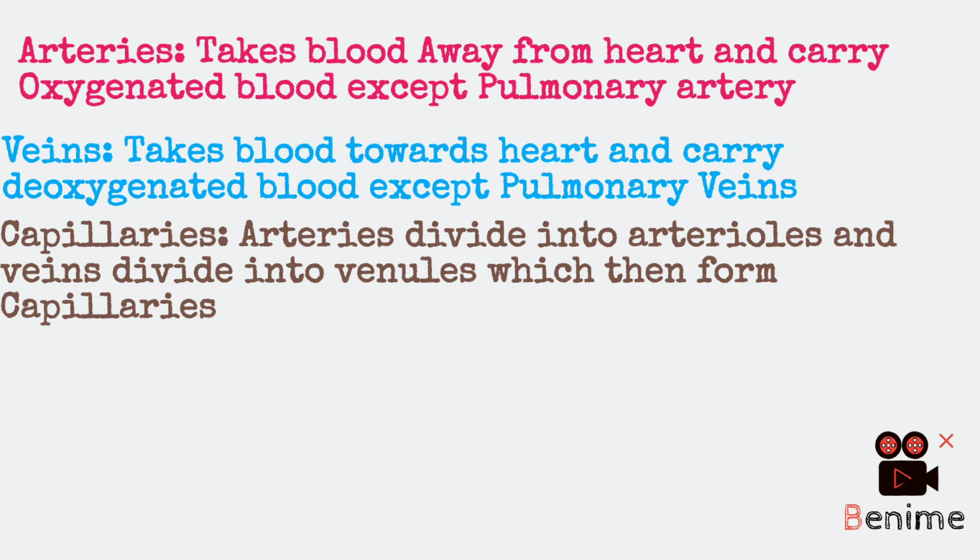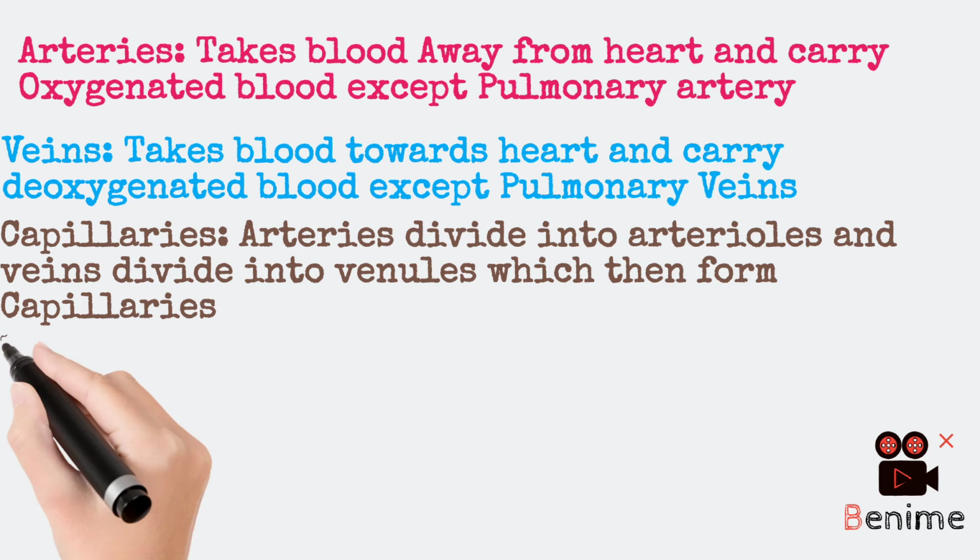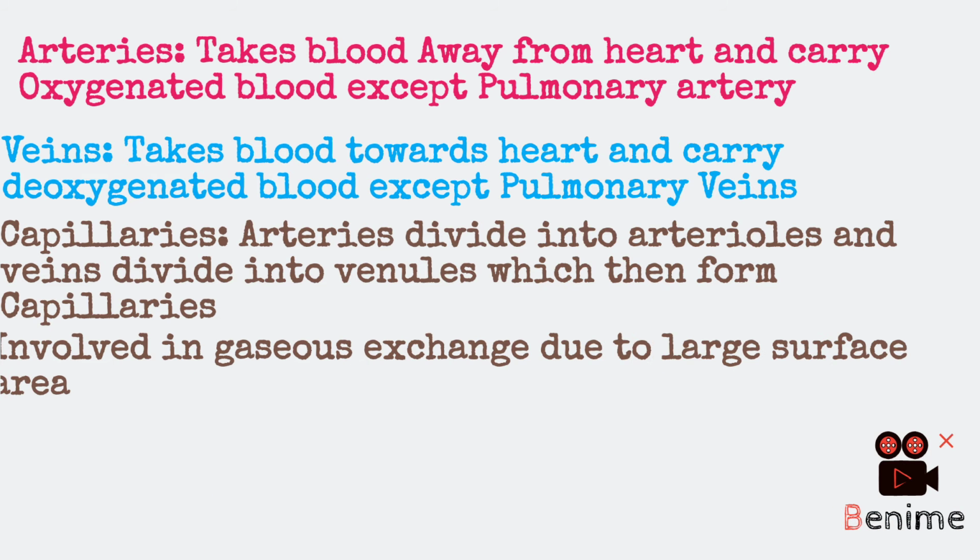Then there are capillaries that are formed by the division of arteries and veins into arterioles and venules respectively, which further branch down to form the capillaries. Capillaries are the thin blood vessels. They have small size, and due to which they have larger surface area and are basically involved in the exchange of gases in the lungs and in the alveoli.